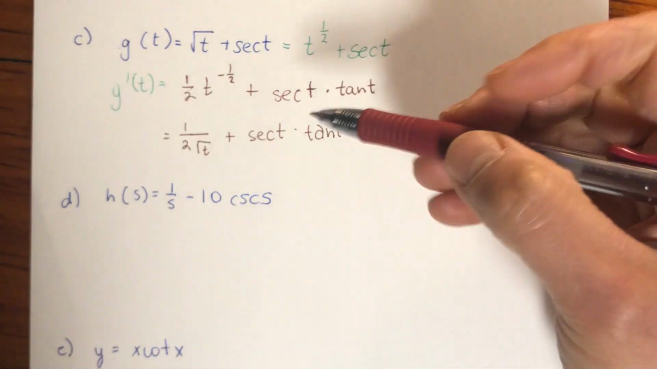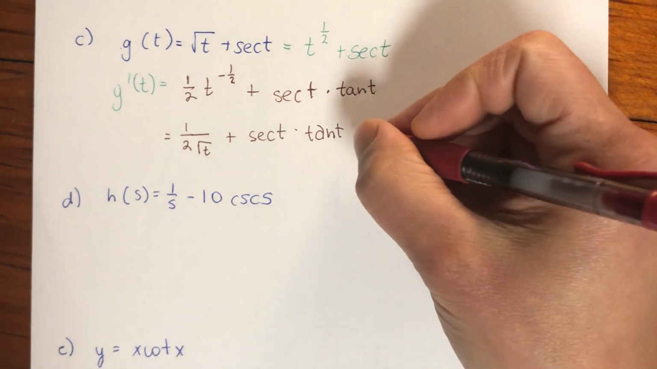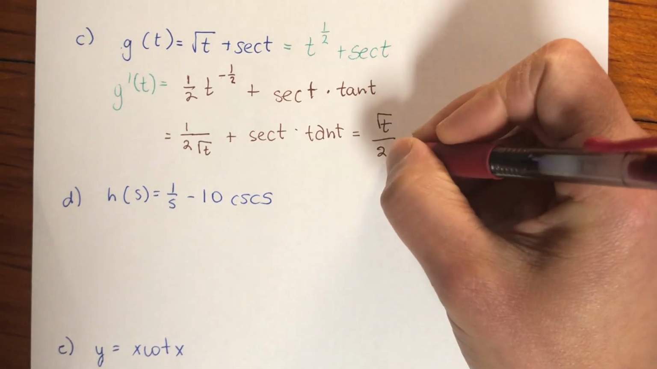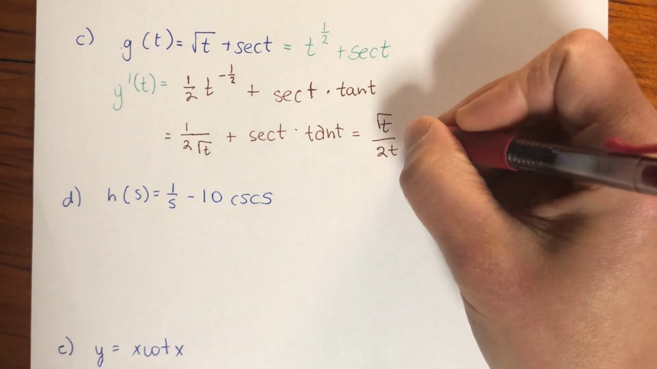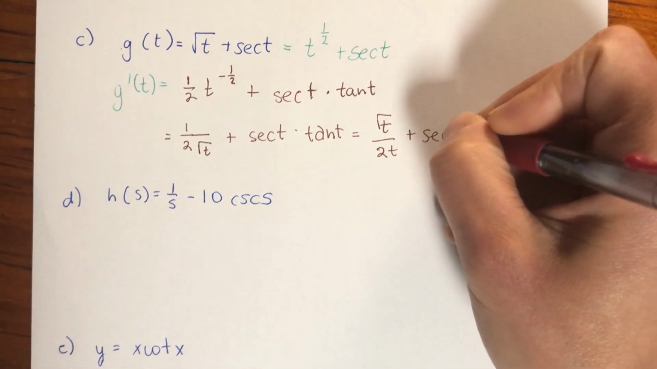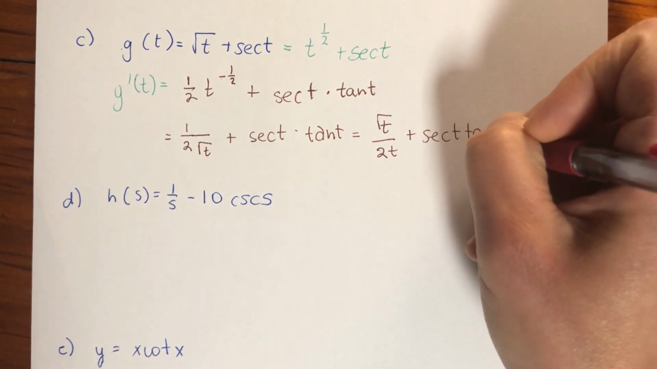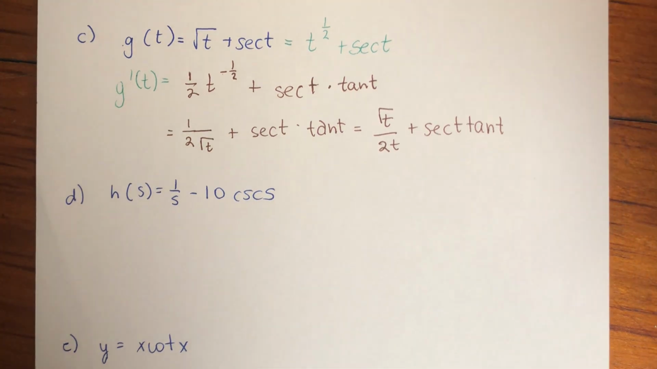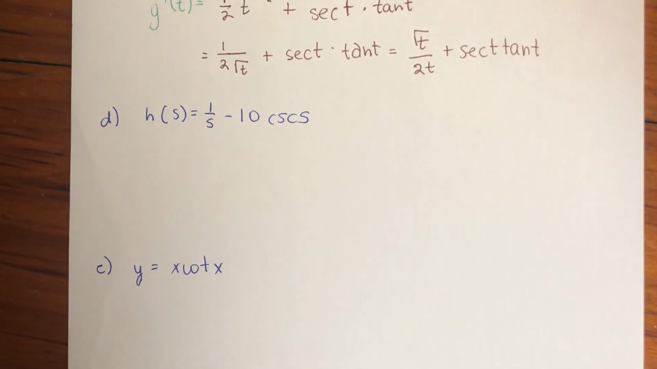Well, I would want to say we are done, but we should rationalize the denominator. So square root of t over 2t plus secant of t tangent of t. And now this is a little bit more proper way of writing our answer, so now we can say we are done. All right, 2 more examples for us to do together.